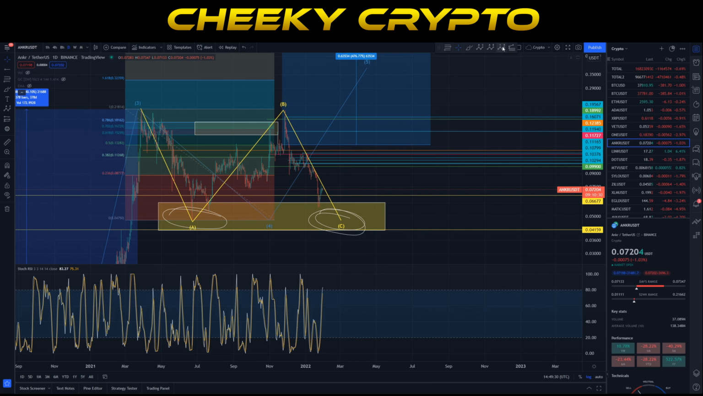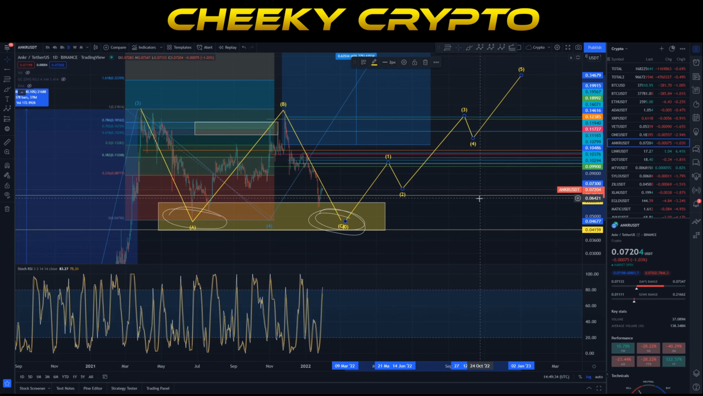So what do we think's next? Once we come down into this low range, we should be expecting the impulsive move to the upside. Obviously, there's no idea where it's going to go until we get there, but that's giving you an idea. It's going to be an impulsive break to the upside.